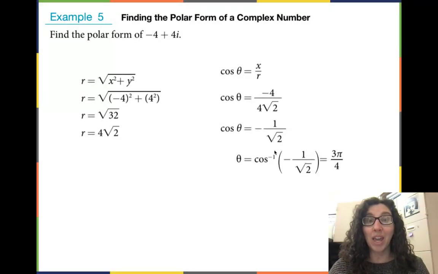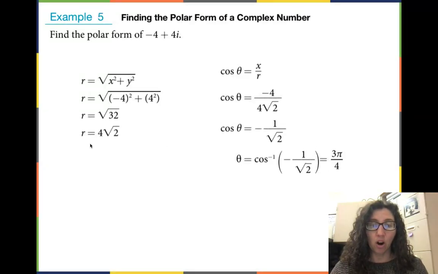Back to the tables, our trig tables. We never get away from those things, right? You still need to know those values. Cosine of what angle equals negative square root of 2 over 2? The answer is 3 pi fourths. Okay, and the way we know that is from our trig table. So there's our theta.